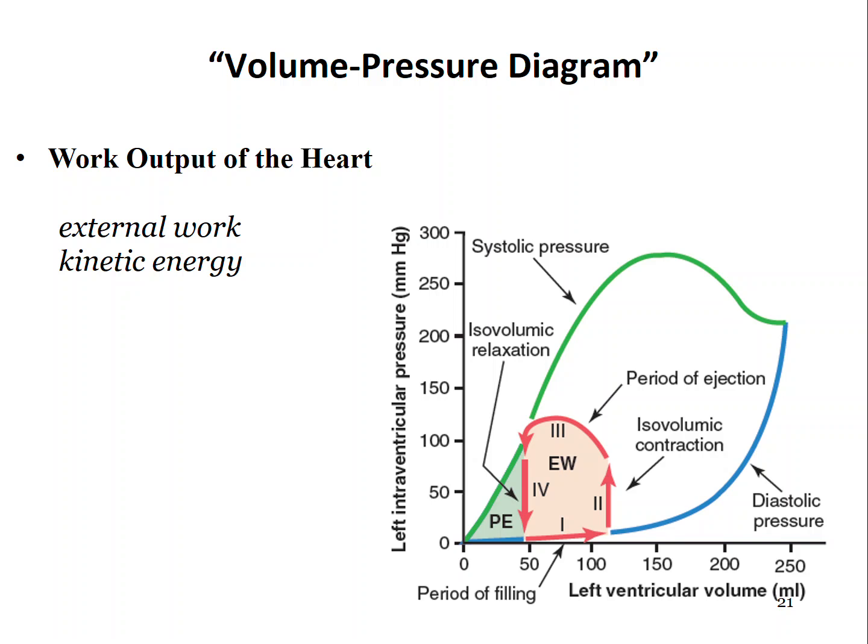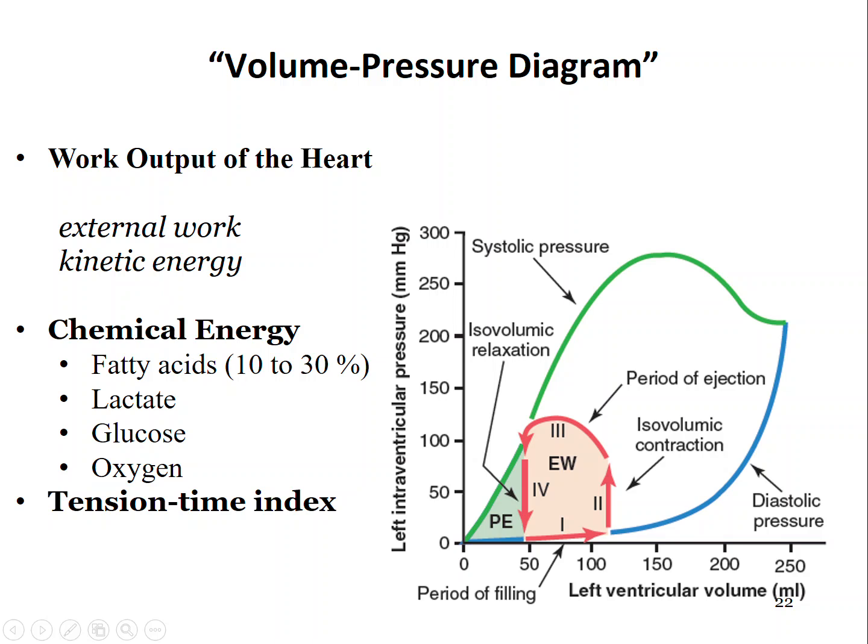So the work which is done for increasing the pressure is external work, and the work which is done for flowing the blood, we call it kinetic energy. At the normal state, the kinetic energy is just a low amount of the energy that is used, or a low amount of the work that is done by the heart, but the most work is external work.